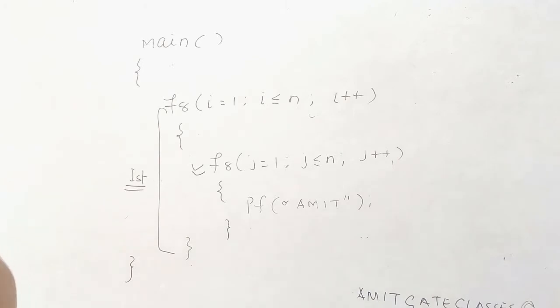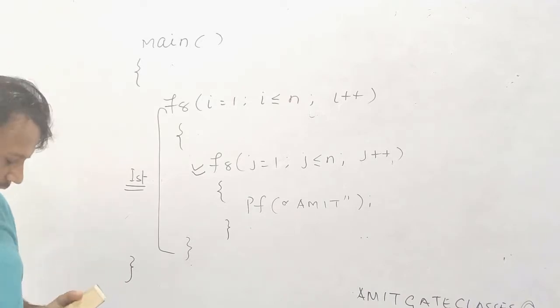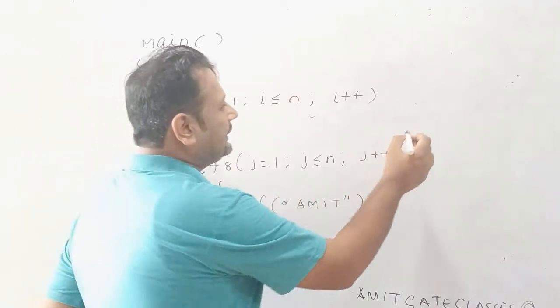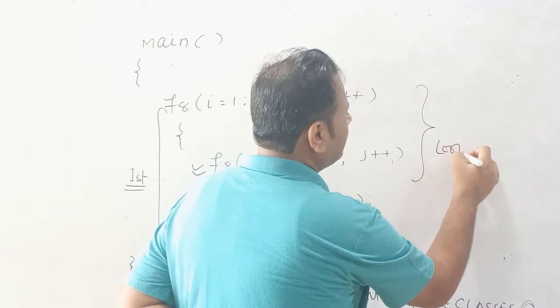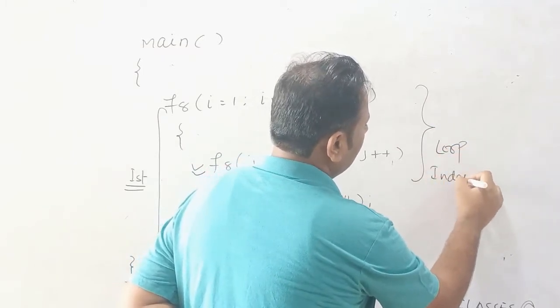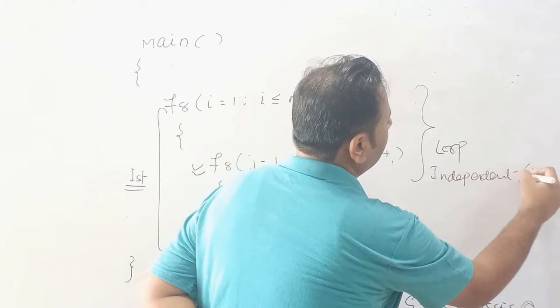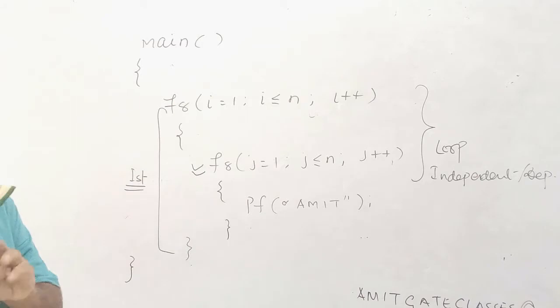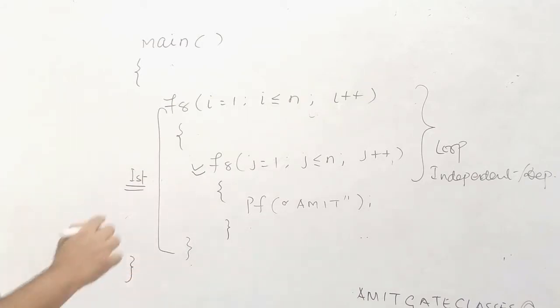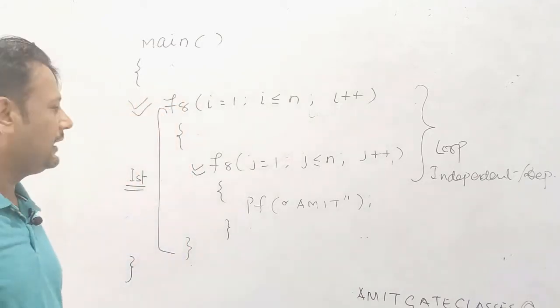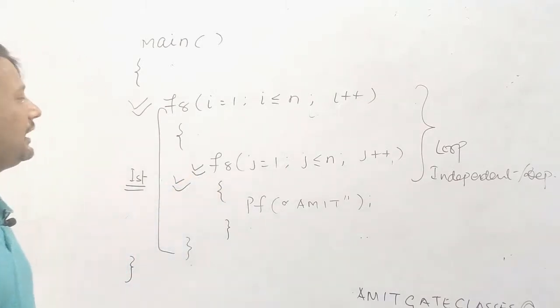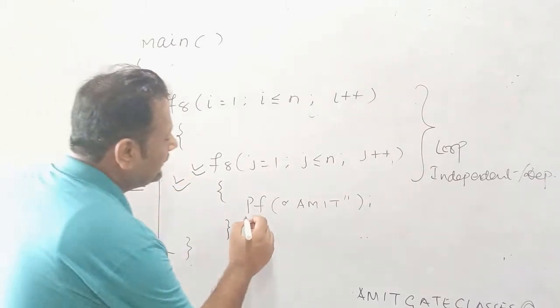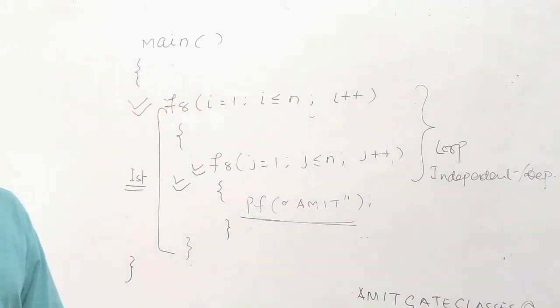Whenever you have any program where nested loops are there, how do you calculate complexity? It is very simple. Simply check whether these two loops are independent or dependent to each other. If these two loops are independent, no need to think anything. Simply check how many times your first loop is going to run, how many times your second loop is going to run, and simply multiply those two, and those many times this printf statement is going to be executed. Are you getting my point?